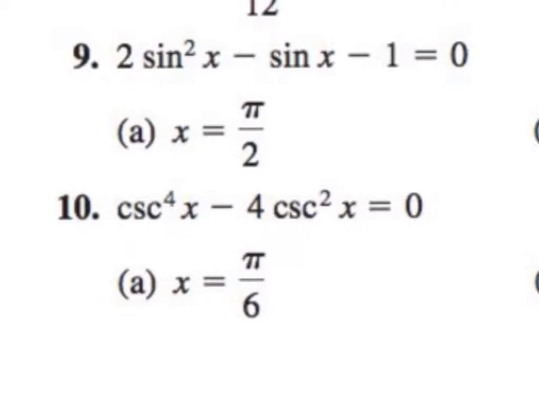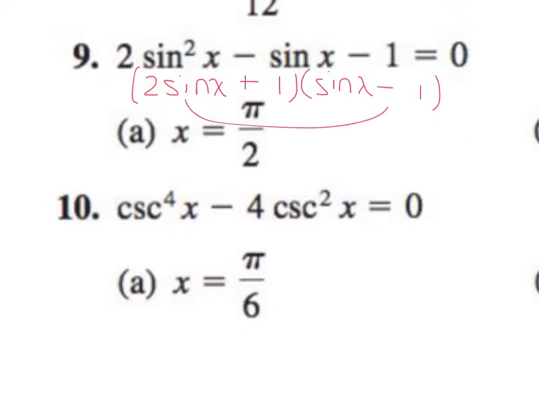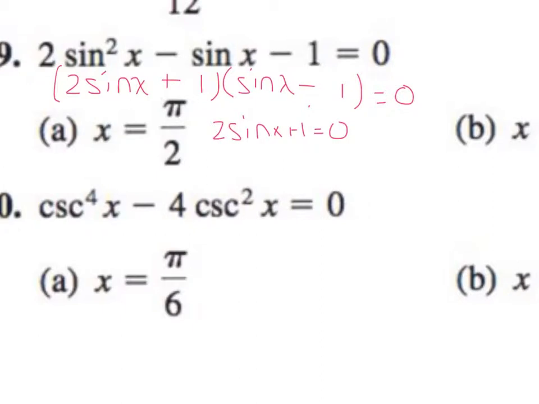Number 9 here, this is factorable. So here we're going to write 2 sine x, and then the factors for 1 have to be 1 and 1, and in order to get a negative in the middle, I need a negative 2. So now that I have those, I can set each of those equal to 0, and I'm going to have 2 sine x plus 1 equals 0, and I'm going to have sine x minus 1 equals 0. Here, sine x equals 1.